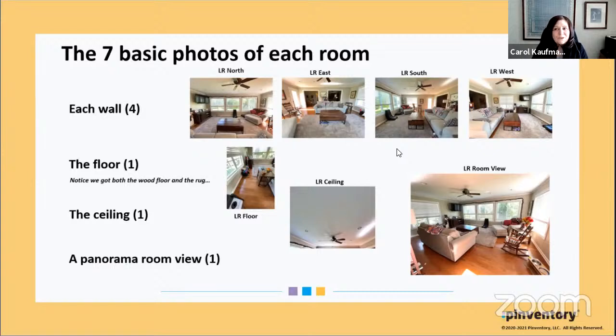You can't give the photo a name if you're just using your camera. But if you are using an app like the Pinventory app, once you see the photos, they're all automatically organized alphanumerically. So you could see all the rooms at the same time, in order. So you're taking each wall, you're taking the floor, and notice that we got both the wood floor and the rug. You want to show that you had natural wood floors. You want to show that you had a Berber rug. You want to show the ceiling.